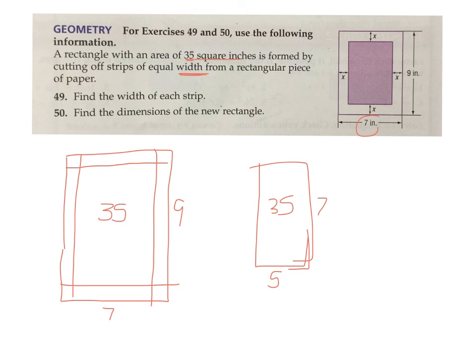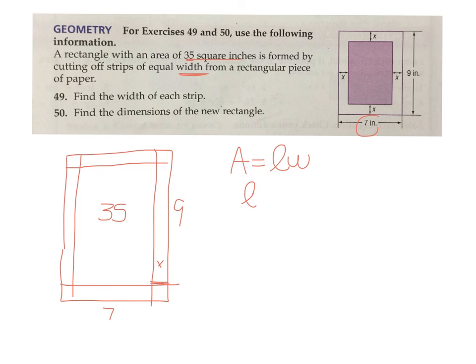Also, they're going to want to know in this problem this x, how wide is this strip that we're cutting off? So, to do it, it starts with the assumption that you know that the area is going to be equal to the length times the width. Now, we need to represent the length and the width using algebraic expressions. And this is how we do it.